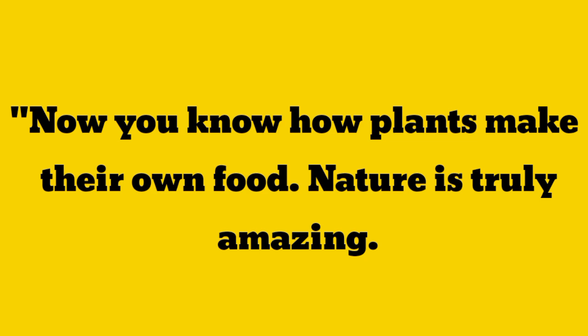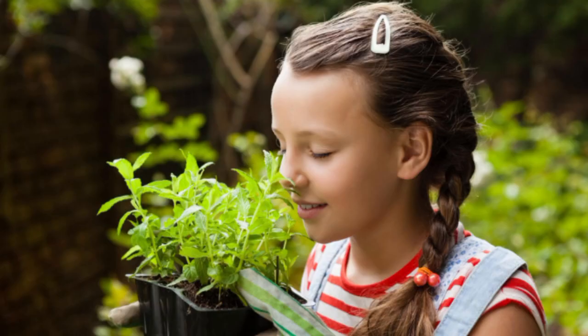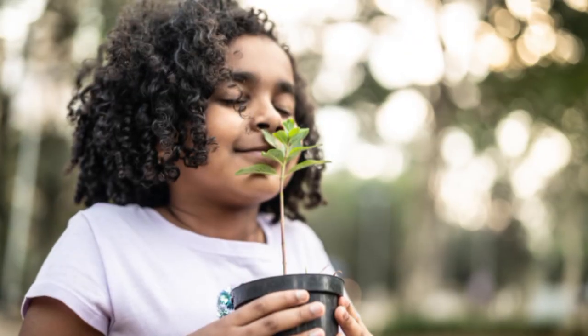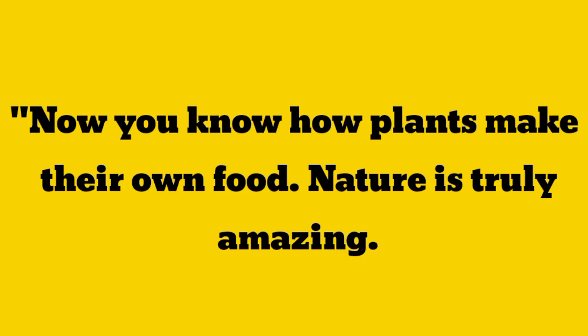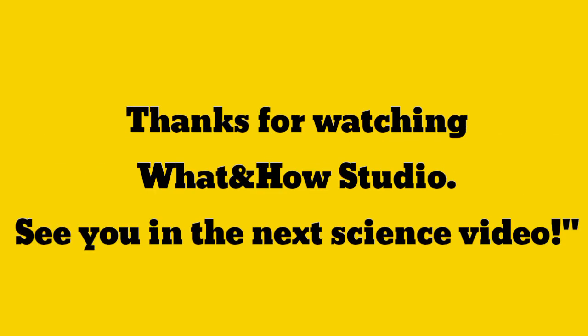Now, you have learned how plants make their food and how they maintain the balance of carbon dioxide and oxygen and maintain nature in a true sense. So, the process of photosynthesis is very important for the survival of this planet. Nature is truly amazing and it has maintained the beautiful balance of carbon dioxide and oxygen. I hope you have understood the topic of photosynthesis and how plants make their food.